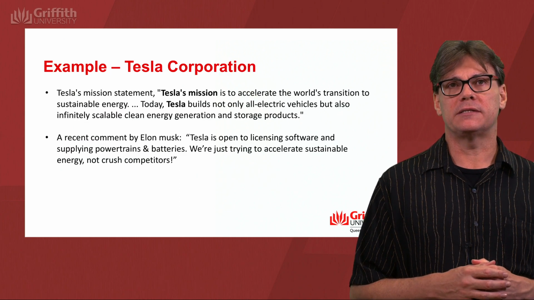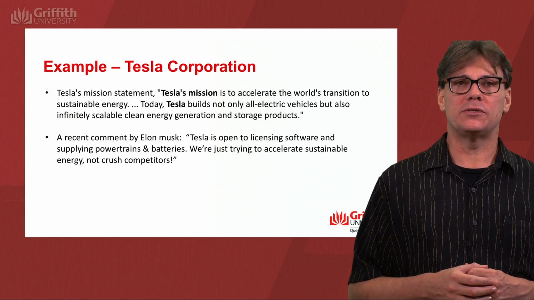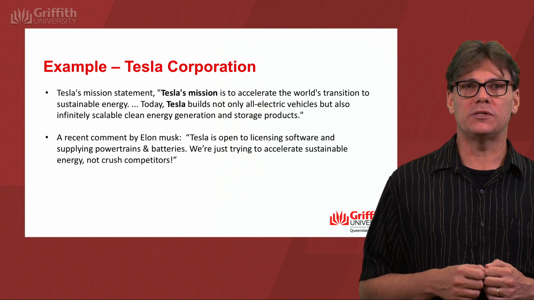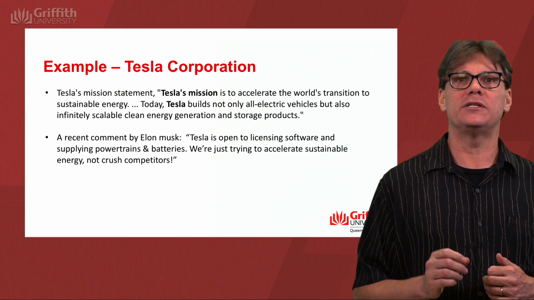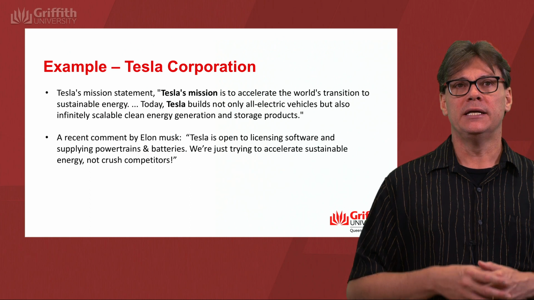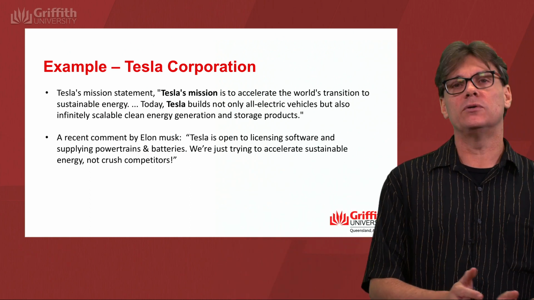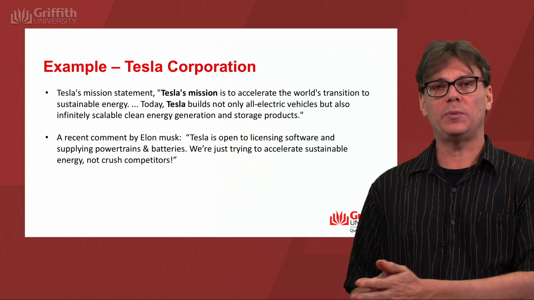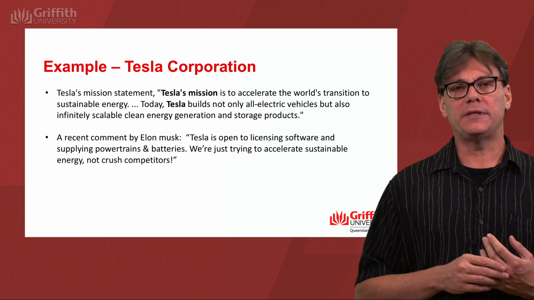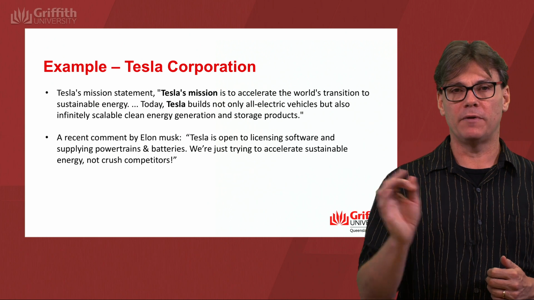The first one, we think of Tesla. Tesla's mission statement is as follows: to accelerate the world's transition to sustainable energy. Today, Tesla builds not only all electric vehicles, but also infinitely scalable clean energy generation storage products. Think, wow, so Tesla's in the business of creating sustainable energy transformation, right? So they want to use vehicles as the avenue to change the planet. Now that seems really funny considering they're a money-making enterprise, but that's the way Elon Musk and the board of Tesla choose to frame the future.